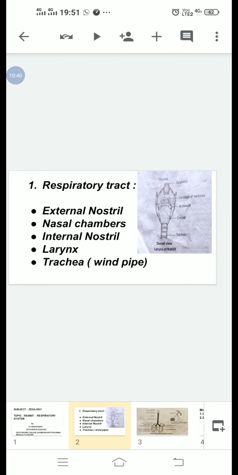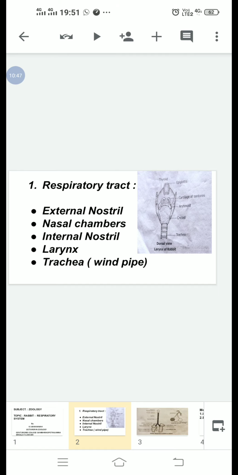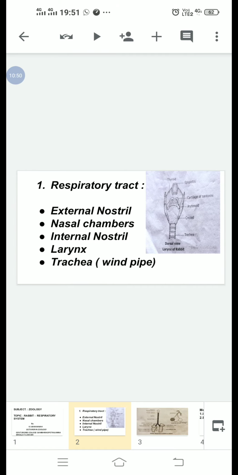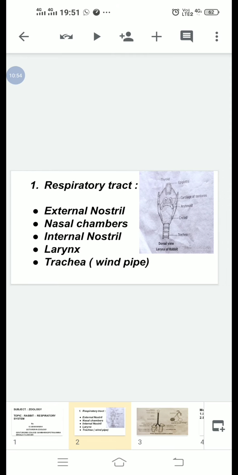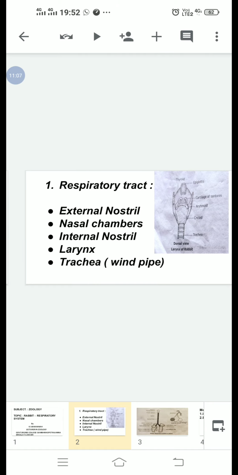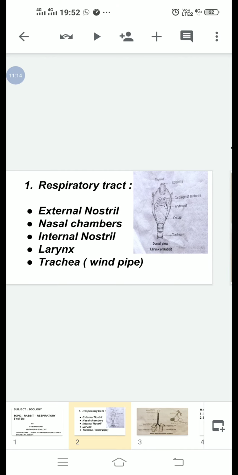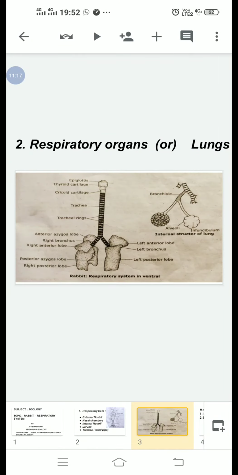This is the respiratory tract. The respiratory tract has external nostrils, nasal chambers, internal nostrils, pharynx, larynx, and trachea. Next we discuss the respiratory organs.